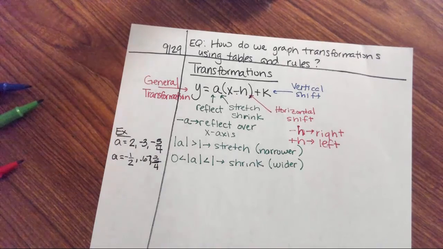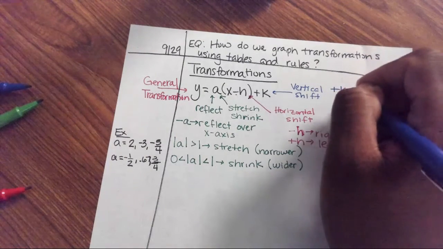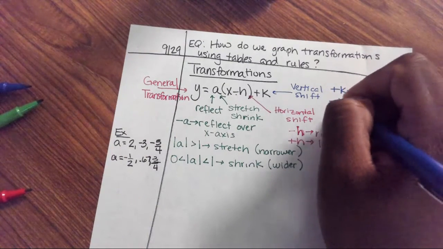And then there's this vertical shift, right? The vertical shift moves it up or down. Positive k moves it up. Negative k moves it down.